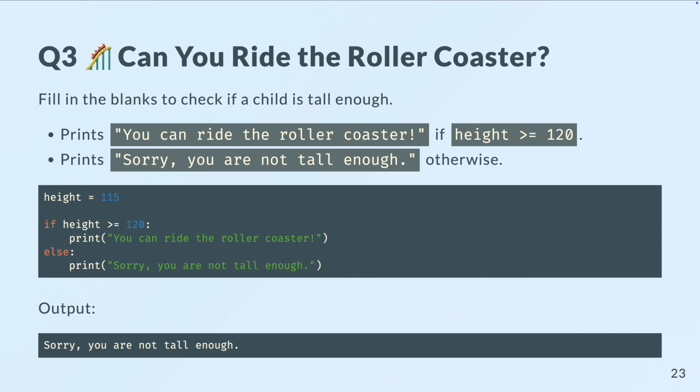Let's check the filled code. The condition is, height is greater than or equal to 120. Height is 115, so it is not tall enough. The condition is false, so Python goes to else. It prints, sorry, you are not tall enough.